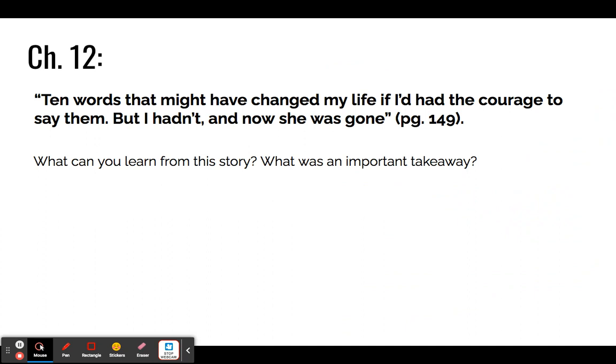After reading chapter 12, I want you to respond to this prompt. "10 words that might have changed my life if I had the courage to say them, but I hadn't, and now she was gone." So what can you learn from the story? What was an important takeaway? Is there anything that you can relate to or connect with? So go ahead and write your response to that.